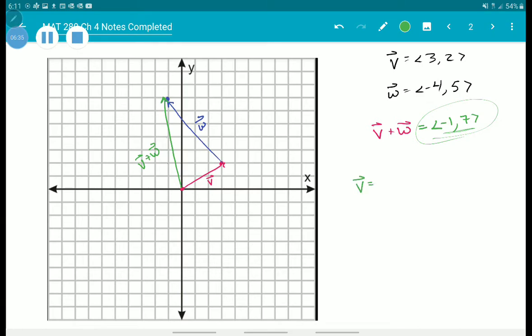Let's say V is equal to (-2, -3), and W is equal to (4, -1). So V is (-2, -3). I'm going to start at the origin to draw V.